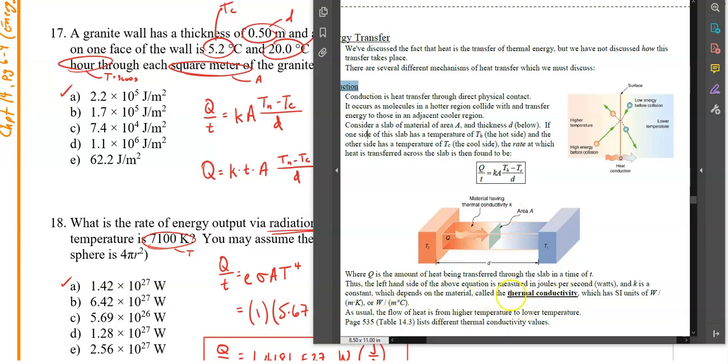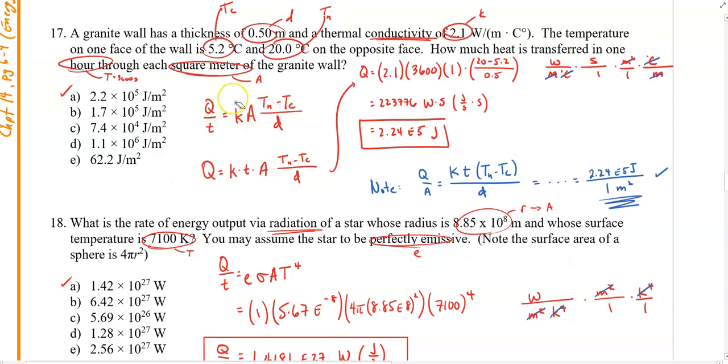Now, with that one, again, we'd have to look up our data in our tables, and that was table 14.3 in our textbook. So do make sure that you're referencing that for this problem. But the long and short of it in this particular case, if this is our formula, Q divided by t equals k times the area times the temperature hot minus temperature cold divided by the distance that the heat has to travel, well, most of that is actually provided here in this problem. And the question ends up being how much heat is transferred in 1 hour.